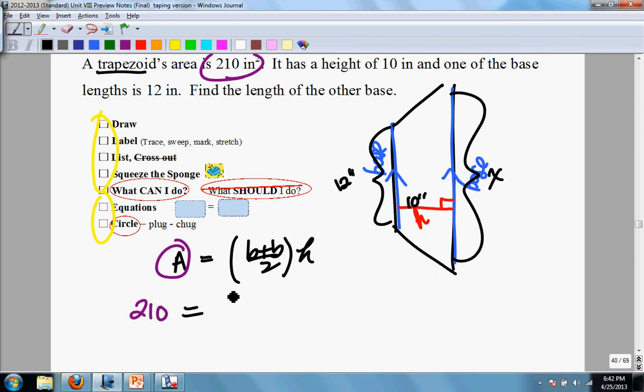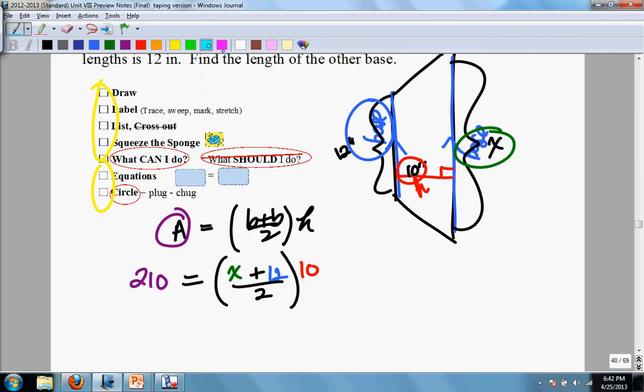210 equals one base, we don't know it, call it x, plus the other base, 12 over 2 times the height, which in this case is 10. There's several ways to do this. The three most common ways would be to distribute the 10 and take it from there. Or another way would be to take the 2 into the 10 and cancel that out. Or another way would be to divide both sides by 10 completely. I'm going to go ahead and do the distributive version.